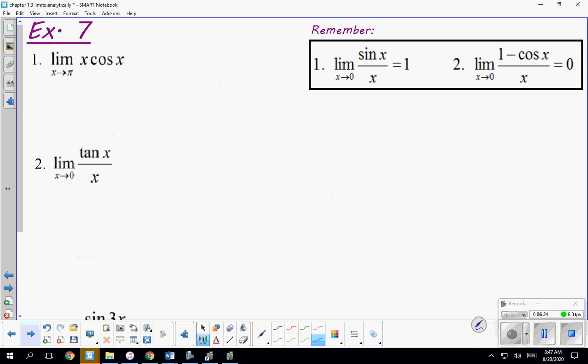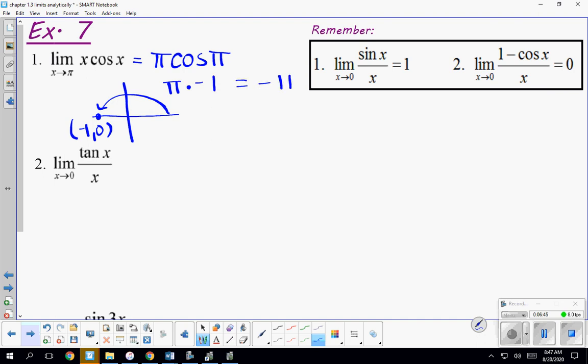So a couple more examples. Example 7 here, again, we just plug this in. So we get pi times the cosine of pi. There's not a problem here, so we just evaluate. The cosine of pi is going to be way over here. My cosine is equal to -1. So I end up with pi times -1 or negative pi.